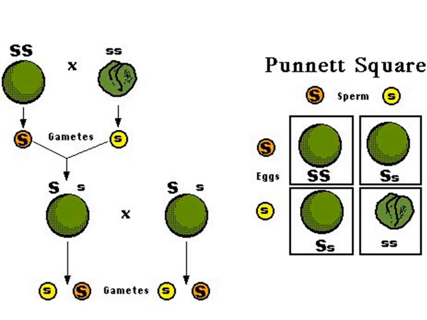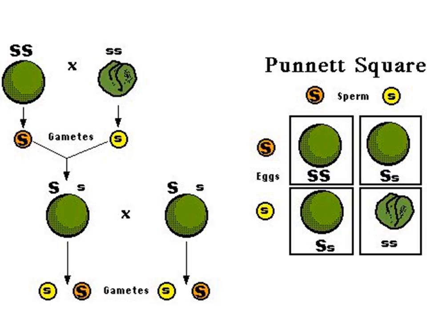So here's another Punnett square problem. On the left at the top you see a purebred smooth pea crossed with a purebred wrinkled pea. So the smooth pea is capital S, capital S, smooth being dominant to wrinkled, and the purebred wrinkled is little s, little s.